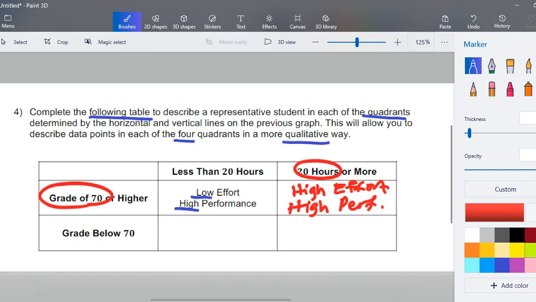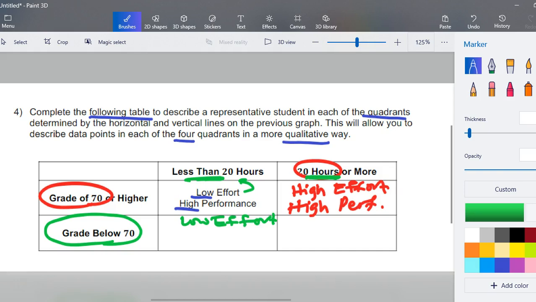So now we're going to look at what if the grade is below 70, then there are two caveats. One is if they study less than 20 hours, the other is if they study 20 hours or more. So our guess could be if the low effort was from 20 hours, we're still over here at low effort.